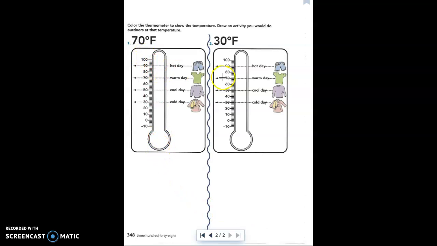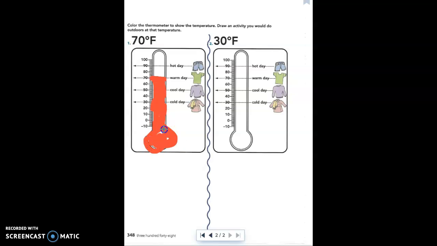This picture is of a thermometer, and it says color the thermometer to show the temperature, and then draw an activity you would do outdoors at that temperature. Well, we know that when the temperature goes up, it gets warmer, and when the temperature goes down, it is colder. So on our little thermometer, I'm going to change my color here, so this will be easier for me. I have 70 degrees, so I need to find 70 on the thermometer. The 70 is right there. I'm going to draw a line across the top, and then I need to fill in the thermometer to show that it is 70 degrees, all right?